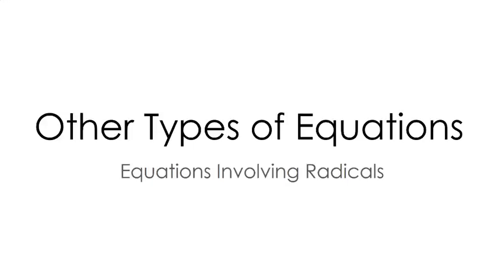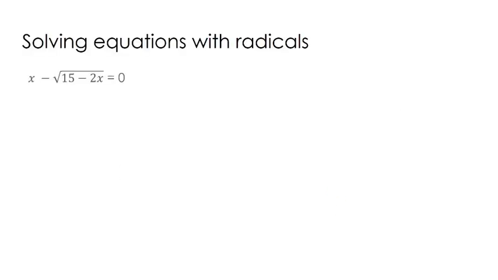In this video on solving other types of equations, we're going to solve equations involving radicals. Here, as I look at this problem, we have a radical in the middle of our equation. So your first step on something like this is to isolate that radical. So what I'm going to do is add this entire value to each side.